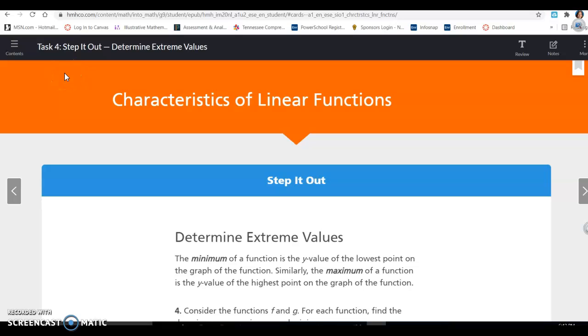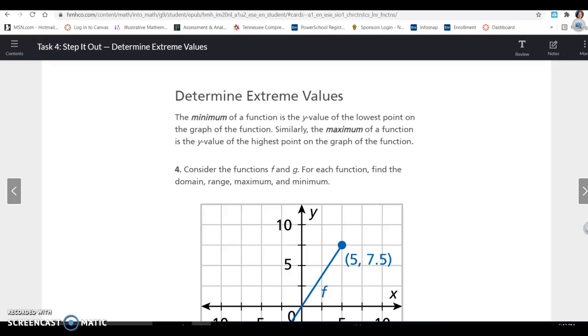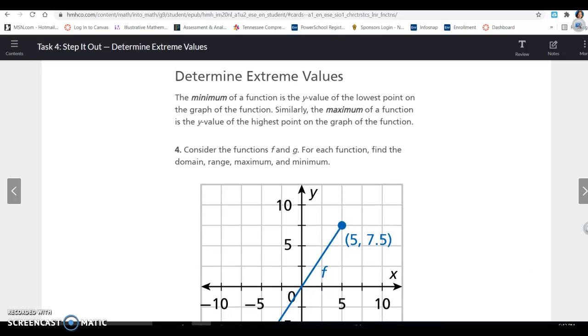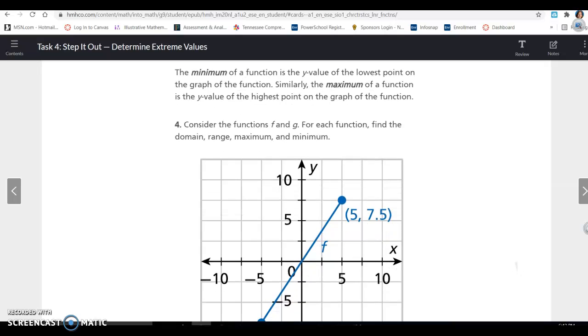All right, guys, continuing with lesson 4.3, we're going to look at task 4, and this time we're going to look at the characteristic to determine extreme values. Extreme values can be your minimum and maximum values. The minimum of a function is the y value of the lowest point on the graph. The maximum of a function is the y value of the highest point on the graph.